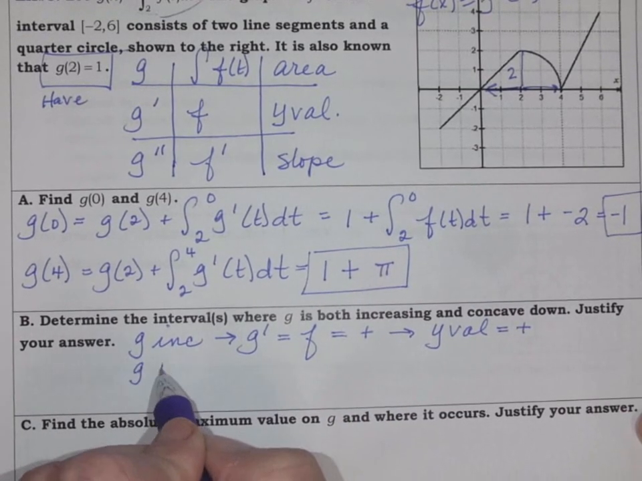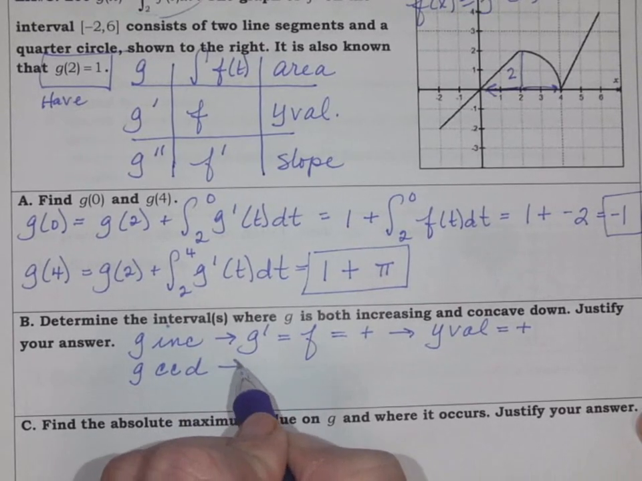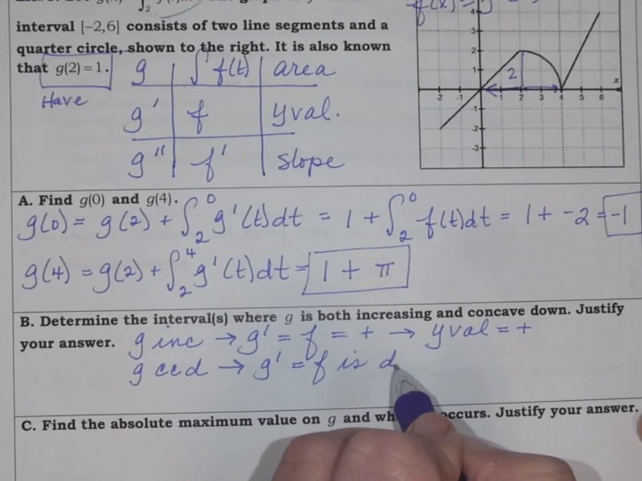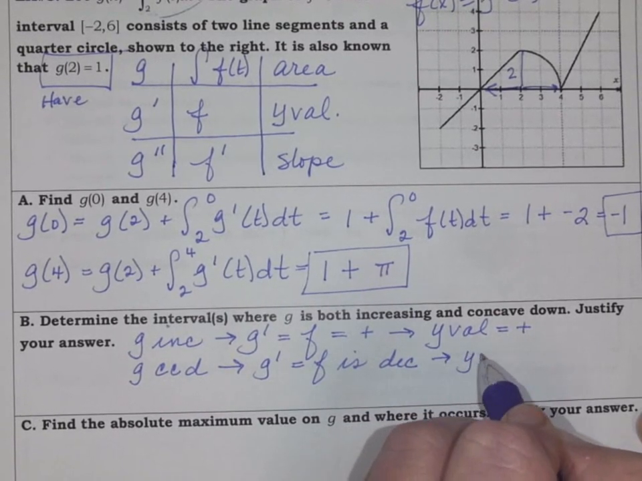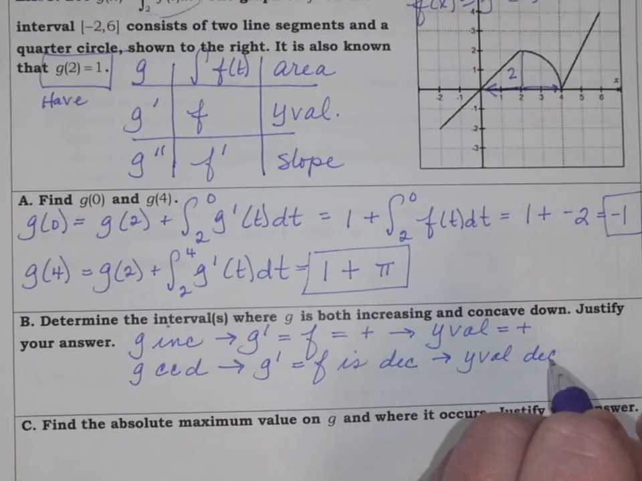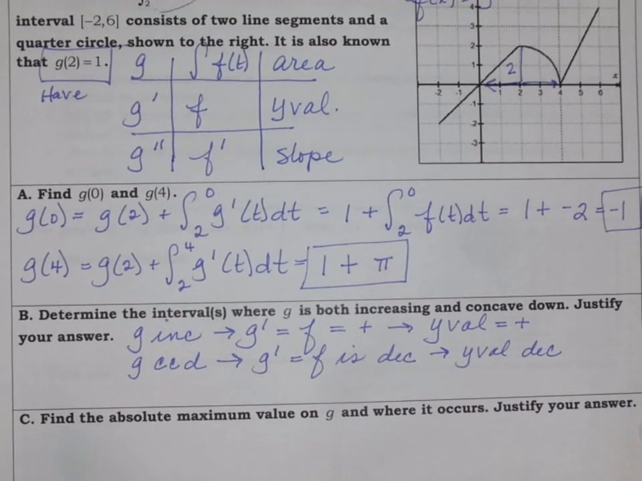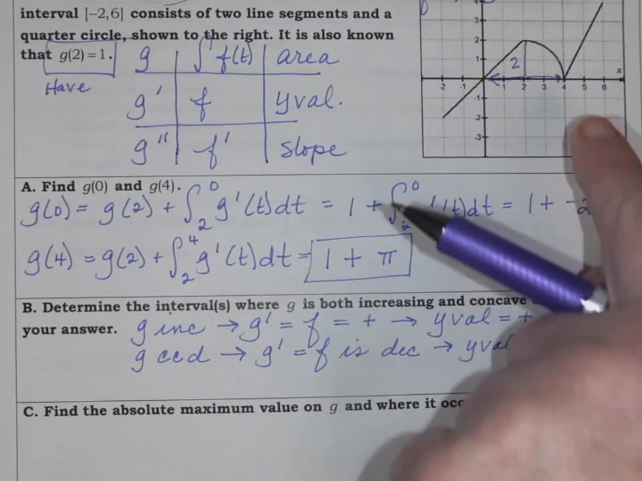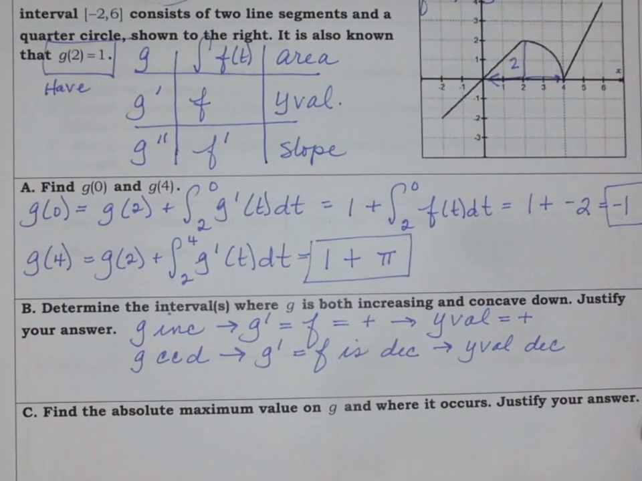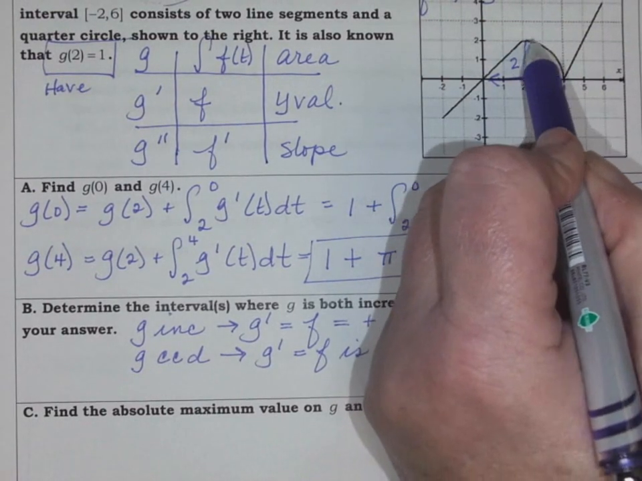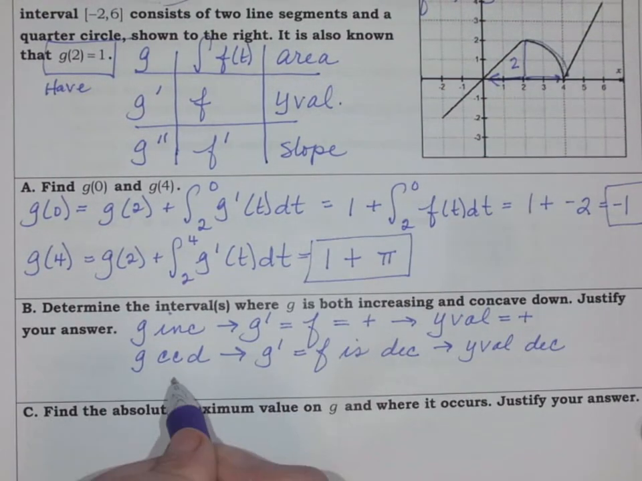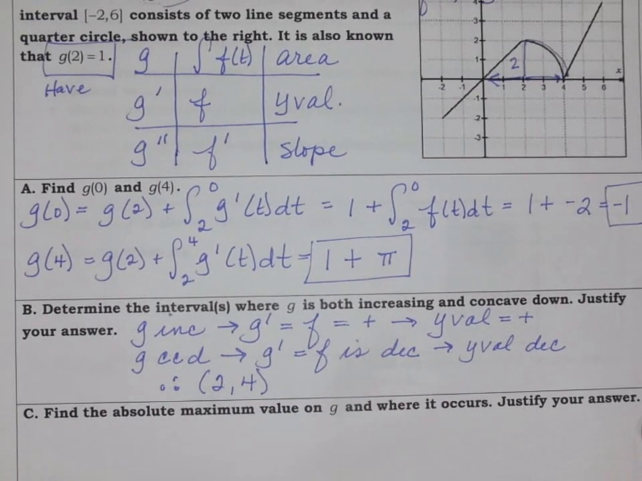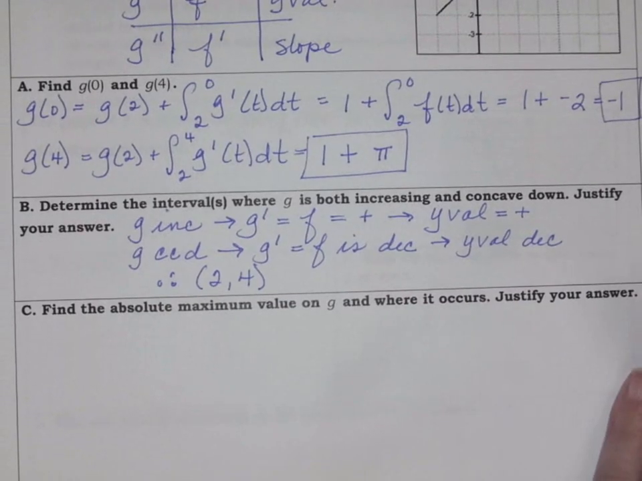And then g is concave down when g prime, which is equal to f, is decreasing. So that means we want our y values to be decreasing. Okay, so there's our justification. So we need positive y values and decreasing y values. Positive y values are going to be here in quadrant 1. The only time when they're decreasing is from 2 to 4. So therefore, our interval is going to be 2 to 4. And we've already justified it when we found what we were looking for.